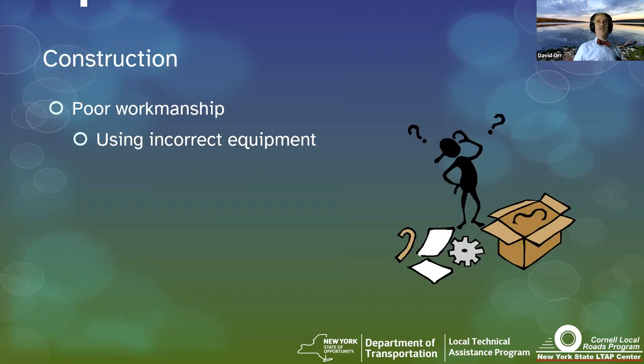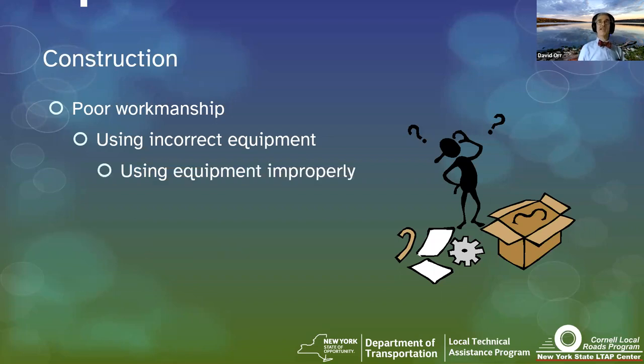You know, if you're in a village or a city and you've got an old water system and you use a vibratory roller, you're going to find out where your old water lines might be the hard way, the day or week after you've paved. So you got to use the right equipment to do the job, and you got to use it properly. You know, a backhoe bucket is not a hammer, but we see people use it as such all the time. So you got to have the right equipment to do the job and use it correctly.